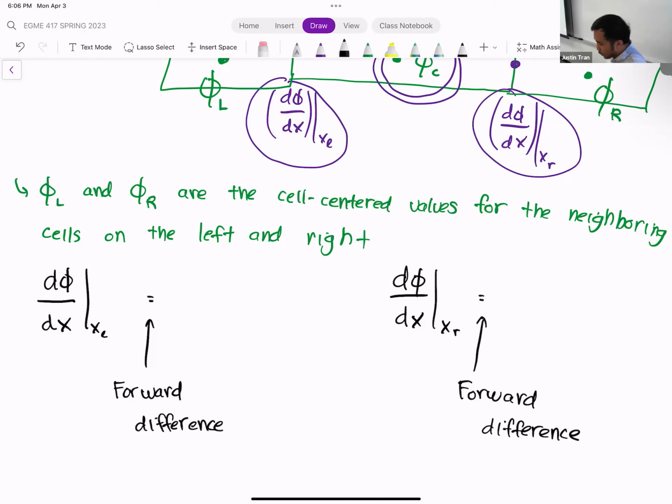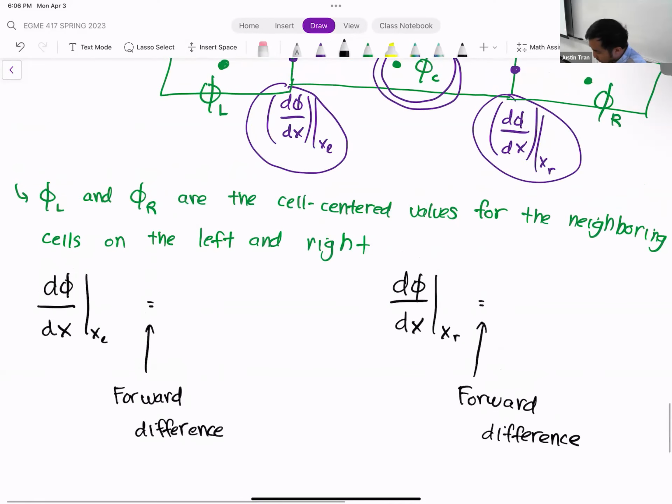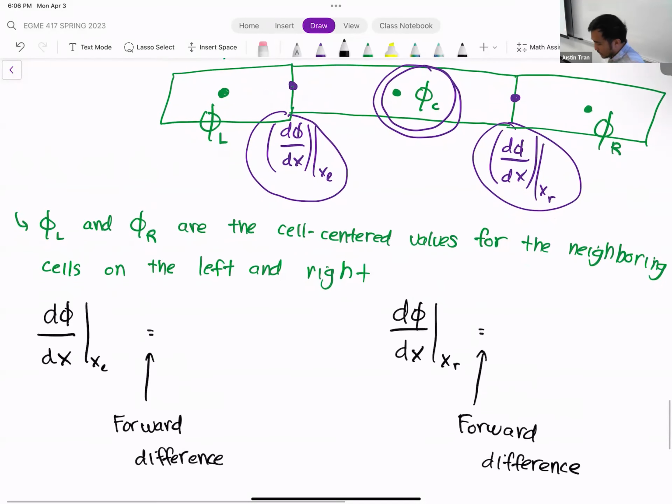A forward difference using the cell-centered values. Okay. So let's do the one on the left first. On the left, a forward difference would be phi sub c minus phi sub L divided by the distance in between them.